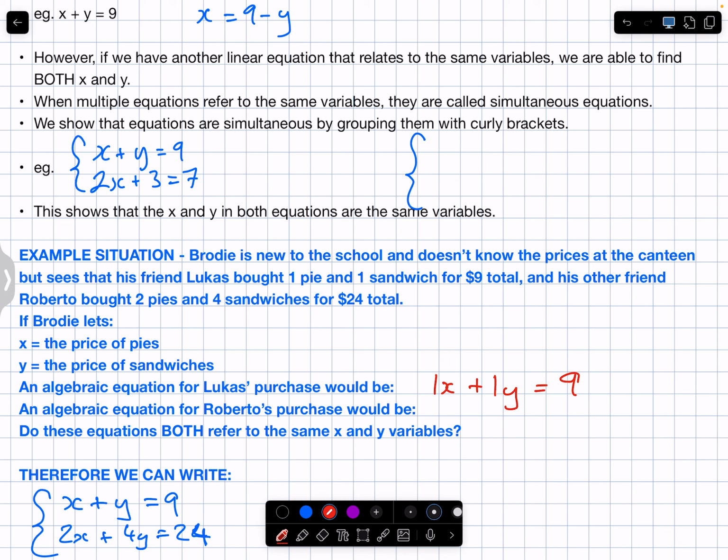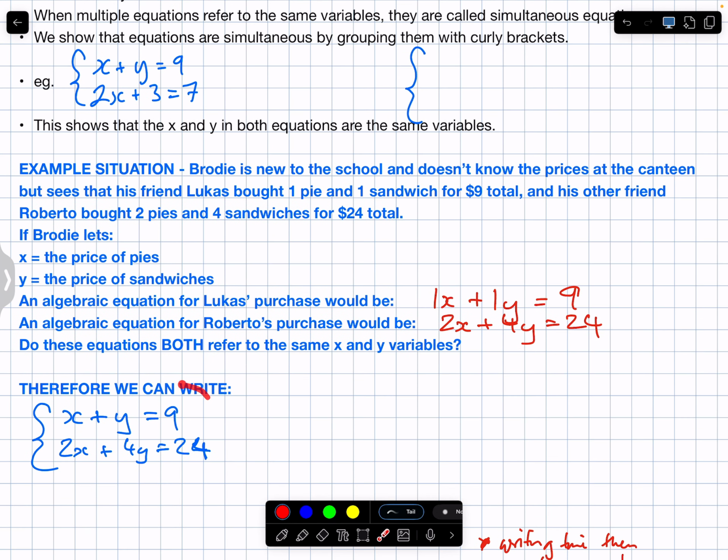What would an algebra equation for Roberto's purchase be if we look at what he purchased from the canteen? He's a hungry boy, this kid. Say it now. 2x plus 4y. Yeah, excellent. 4y equals 24. And would you agree in this situation, because they're going to the same canteen, would the x and y be exactly the same? So we can write that they are simultaneous.